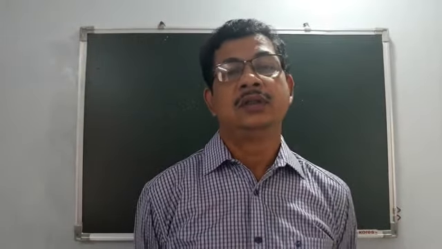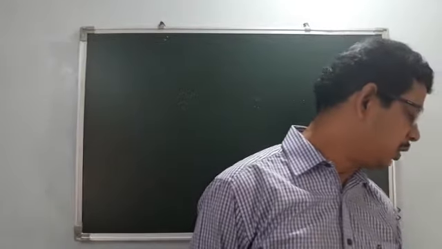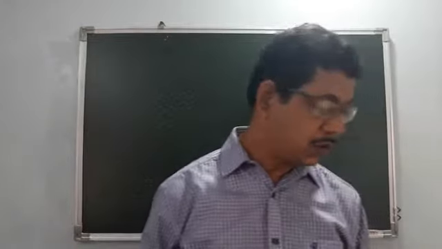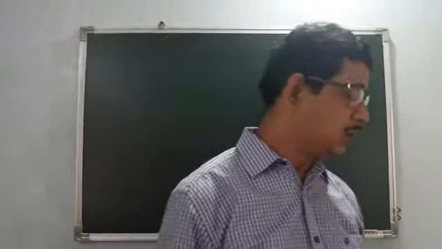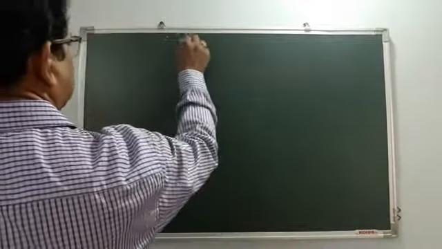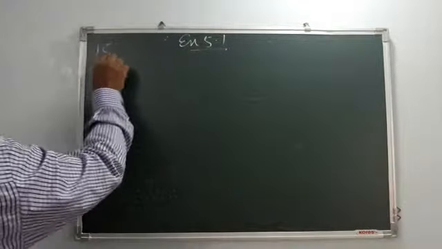Now, chapter 5, continuity and differentiability, we are doing, and in exercise 5.1 we have finished up to question number 14. So now we are going to do question number 15. Here it is given that f(x) equals 2x if x is less than 0, 0 if x is greater than 0 and less than 1, and 4x if x is greater than 1. Of course, we have to find the point of discontinuity. Question number 15.